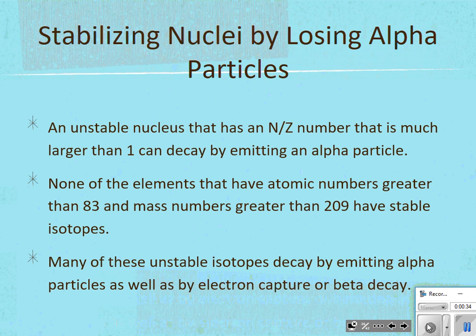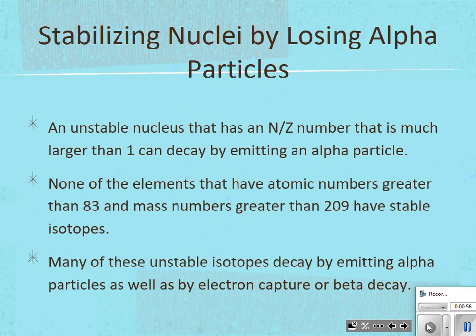So as we're talking about stabilizing nuclei, we discussed earlier stabilizing the nuclei by a beta particle. We talked about electron capture. We talked about positron emission. This is the fourth type, alpha particles.